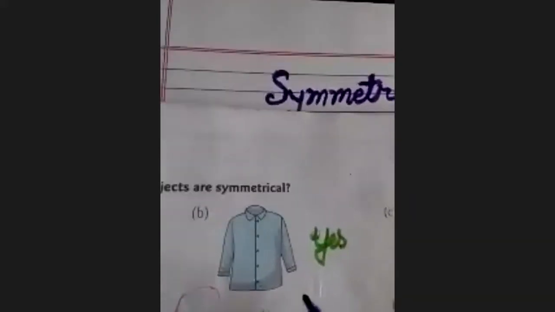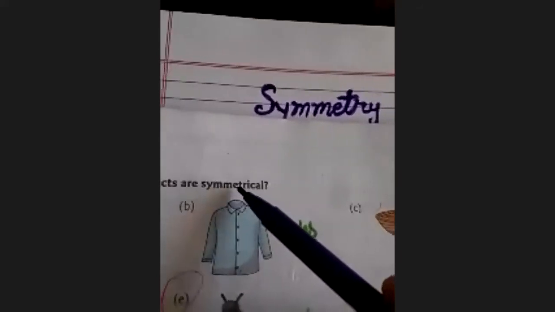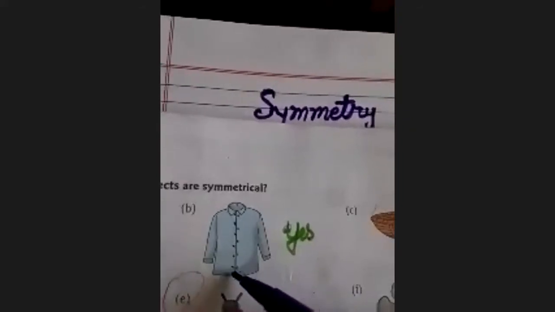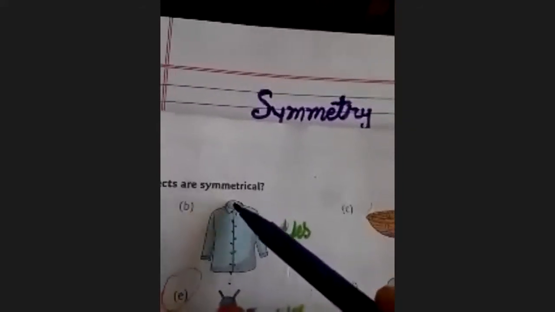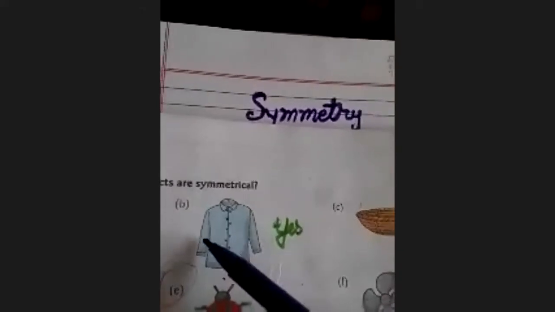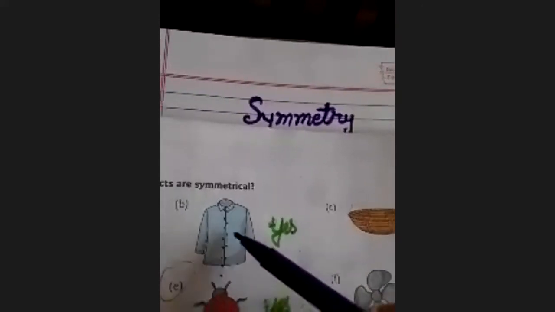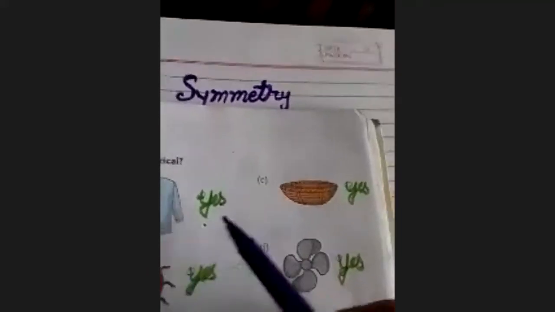Second is, now we can divide this into two equal parts by giving it a cut at center. These are two parts. So giving it a cut at center, we can divide this into two equal parts. So this is a symmetrical object. Yes, this is a symmetrical object.